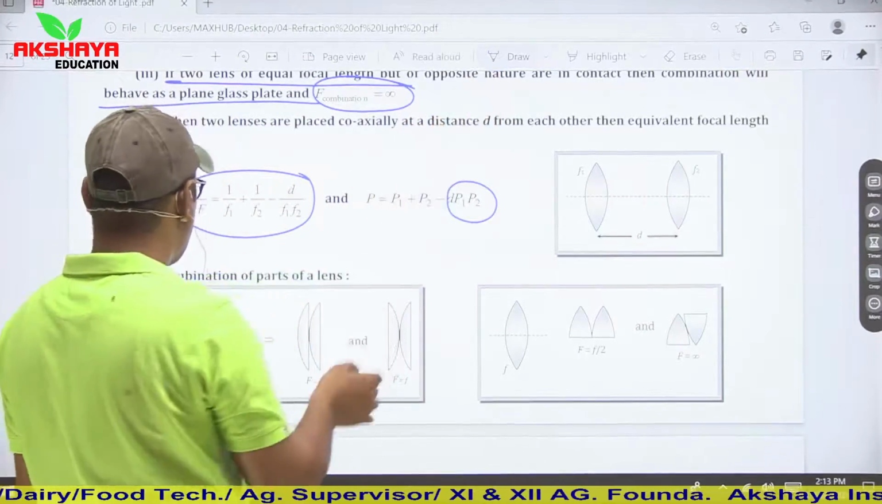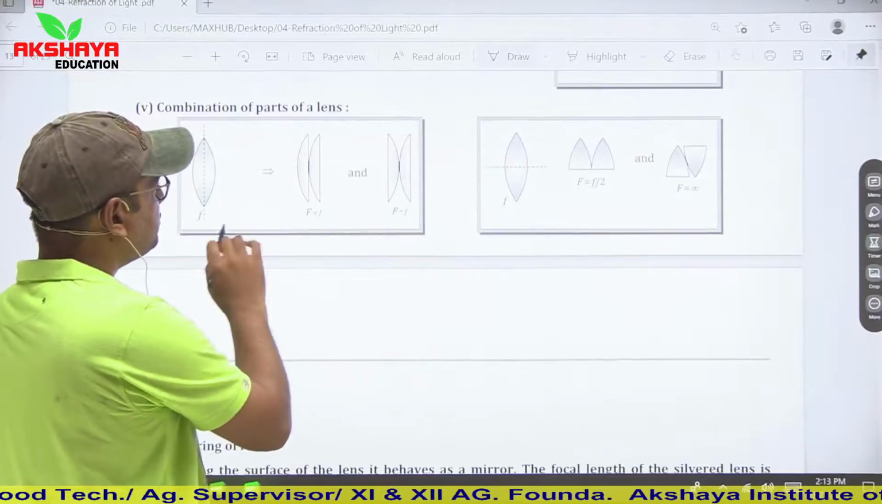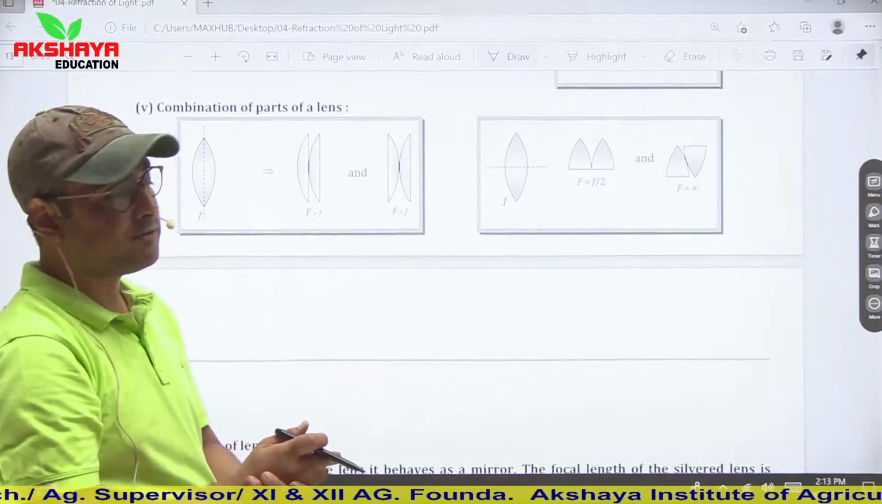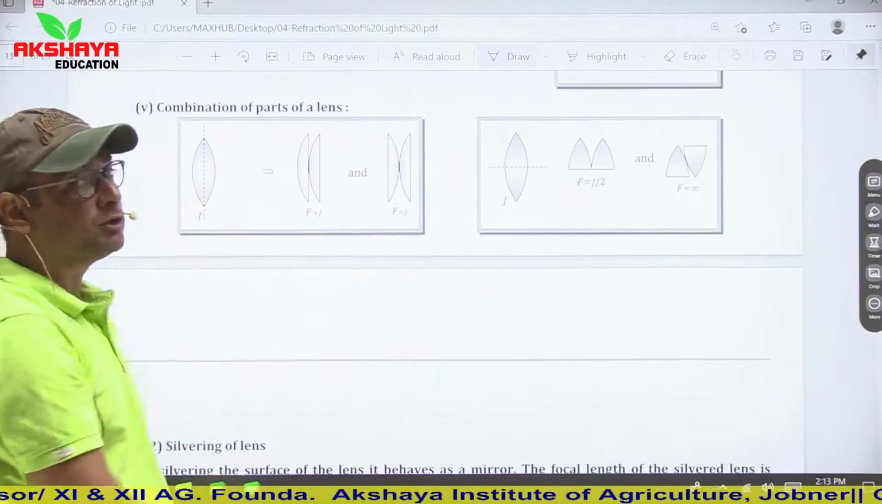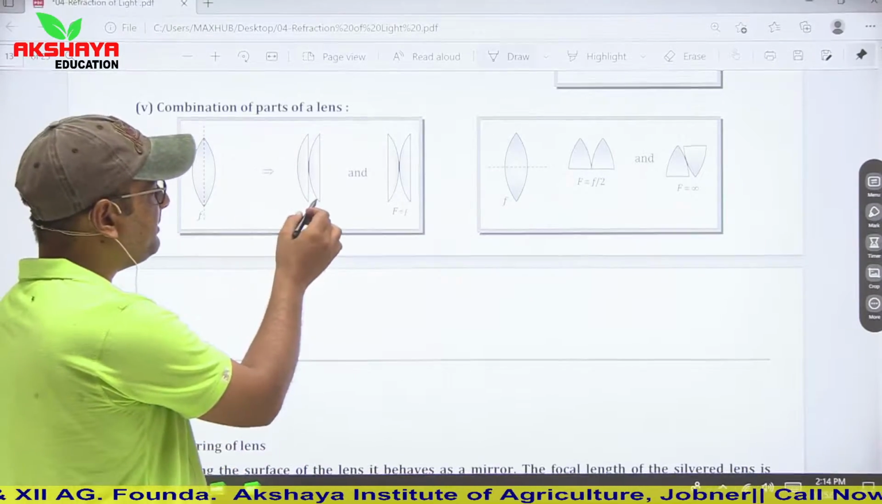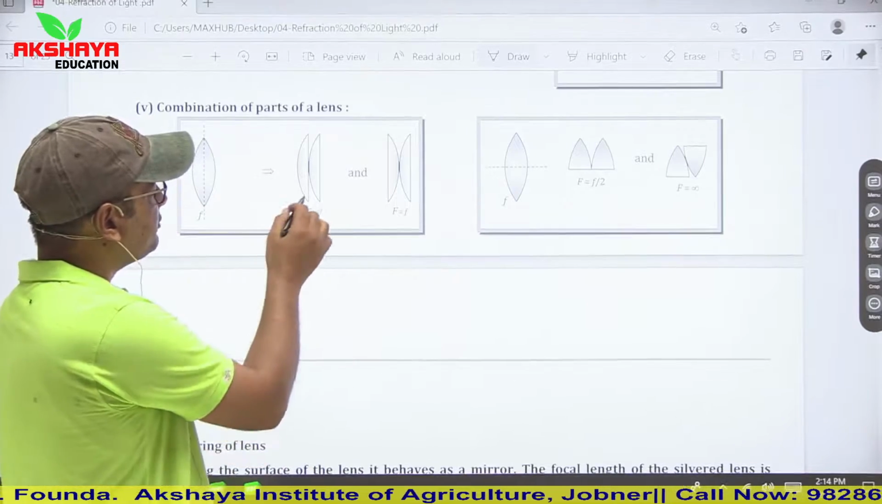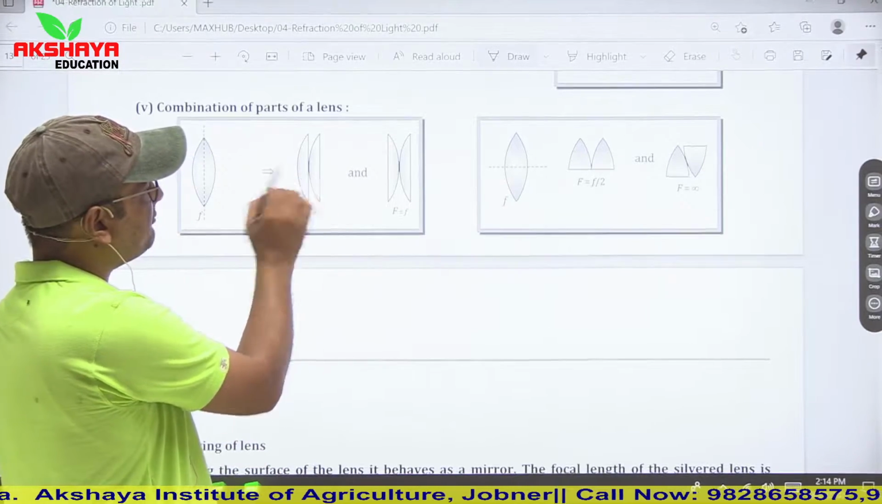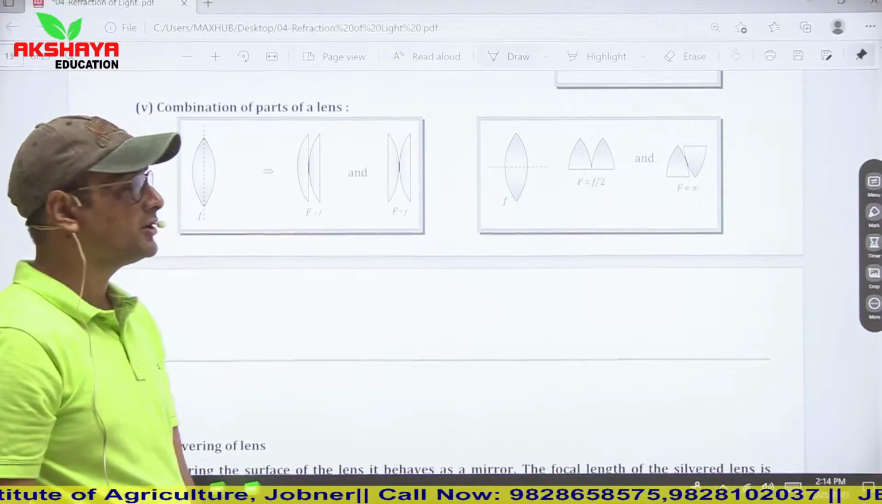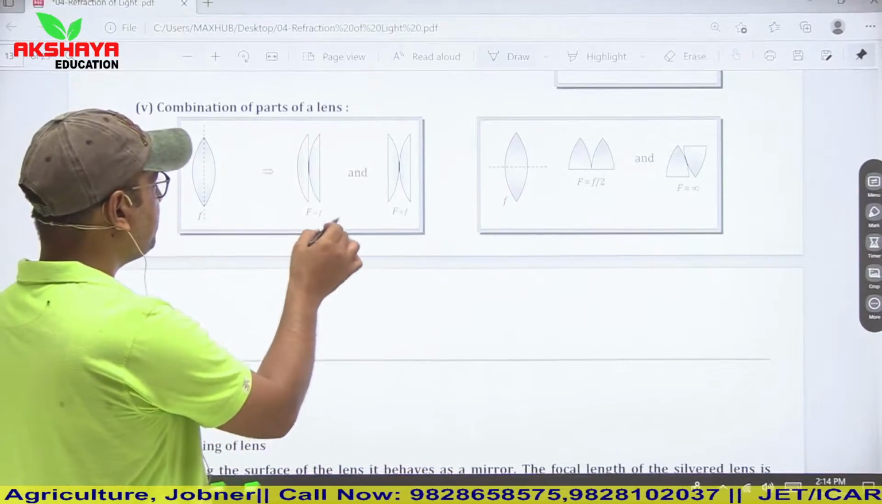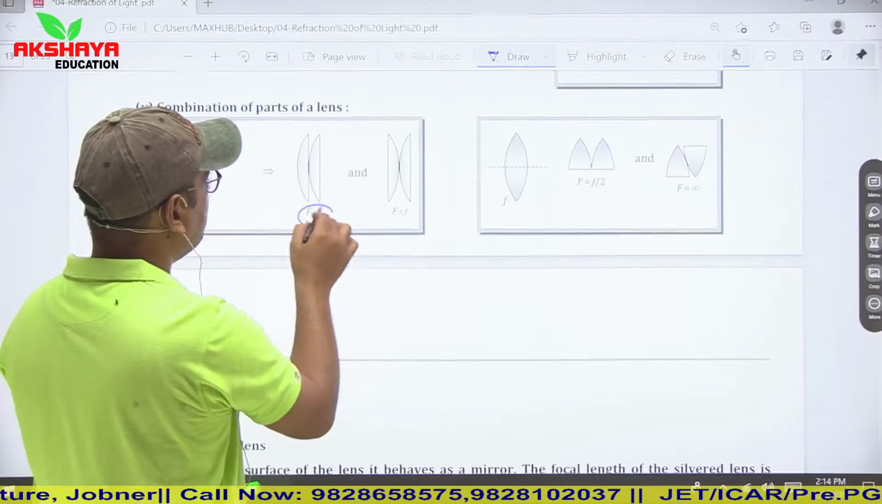Now see combination of parts of a lens. This can be explained based on the concept of combination. Let's say we are given a convex lens that has been cut into two equal parts, and these two parts are placed with each other. They can be placed either with one plane surface and one convex surface, or with both convex surfaces in contact. In this situation the focal length is equal to f.